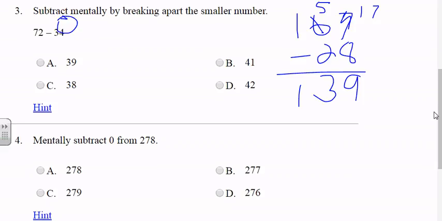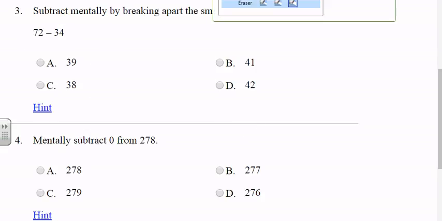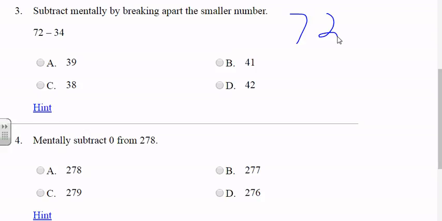So number 3, let me go ahead and erase all this. Again, 72 minus 34. You can actually work out the problems maybe on a piece of paper at your house, okay? Because obviously you don't have the tools to write on the screen.